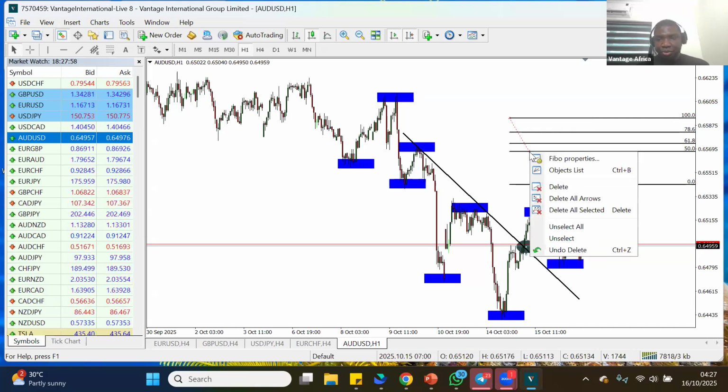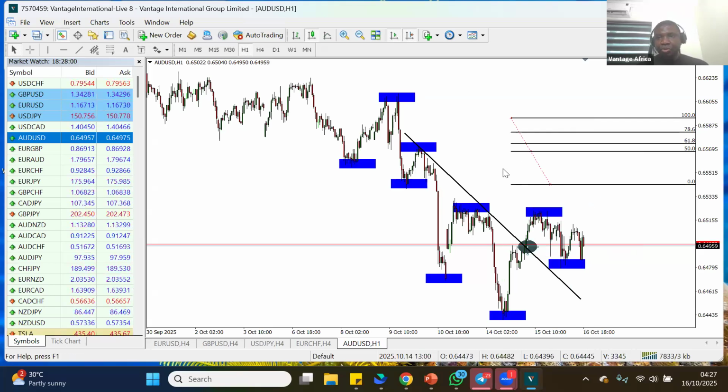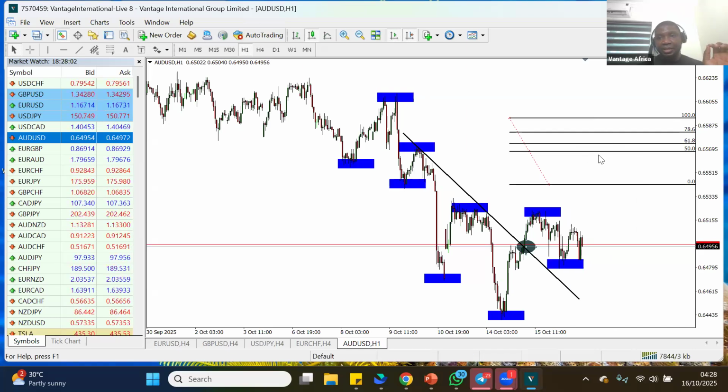So let's attempt to use it now. Like I said, what you are looking for mainly are these three lines. The most significant ones are these two, 50 and 61.8. On certain occasions, the 78.6 comes in. That's why we have it there on standby just in case we need it. But most of the time, when you're dealing with retracement, you're dealing with the 50% level and the 61% level.